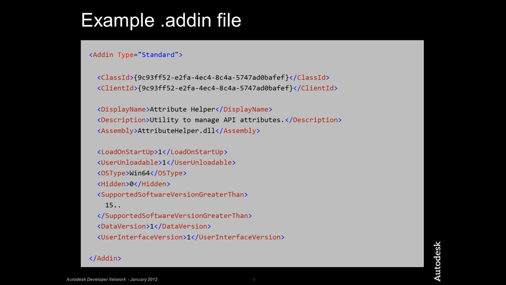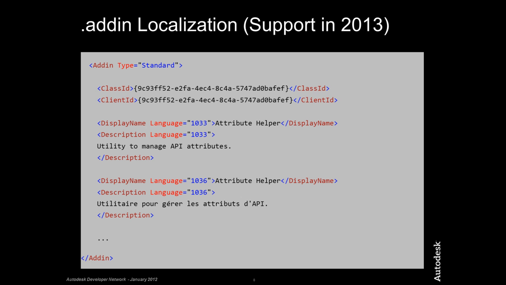Another functionality available not in 2012 but in Inventor 2013 and higher releases is the ability to create localized .addin files. You can see in the example below that I created a display name in English using the code 1033, and also a display name in French using the code 1036. So depending on which language version is used in Inventor 2013, the user will be able to see either the display name in French or in English.